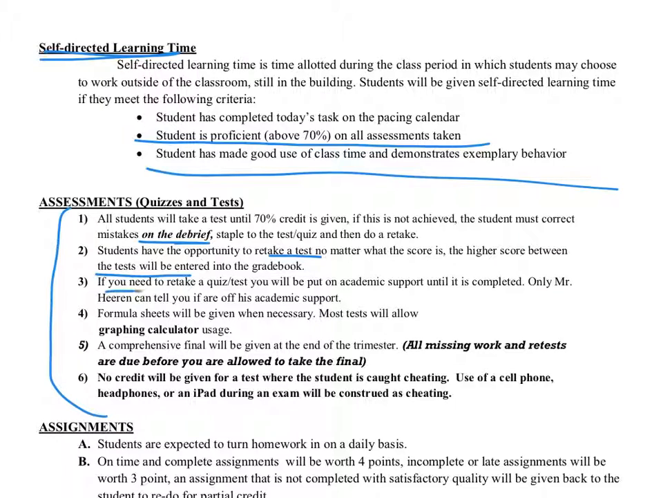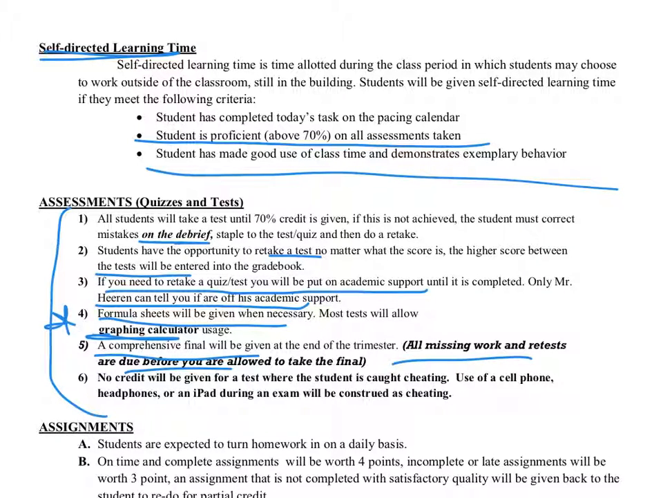So if you need to retake a quiz or test, I'll throw you on academic support, and then I will tell you once you've done it that you can come off academic support. You can use a graphing calculator. You can use formula sheets. Do not use your iPad on the final or on the test. Don't use your iPad calculator because it can't do what a graphing calculator can do. So comprehensive final, everything needs to be done before you're allowed to take the final. Don't cheat, don't use cell phone, don't use your iPad during an exam, because even if you're using the calculator, you can borrow one of mine.